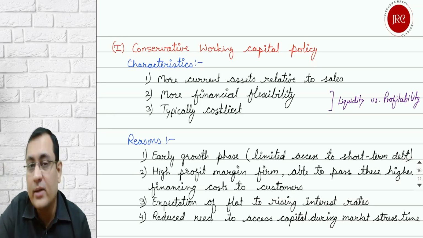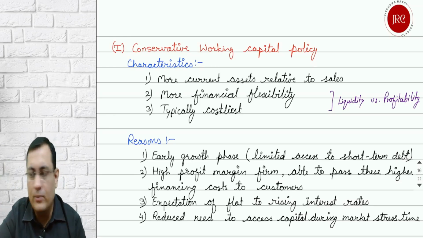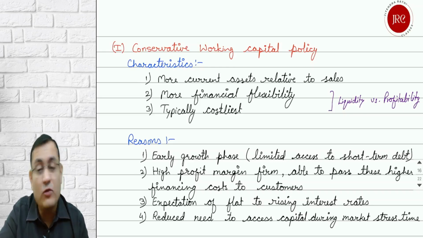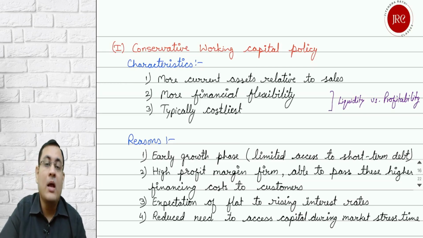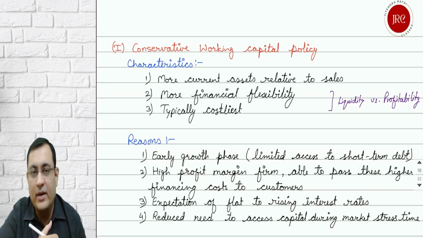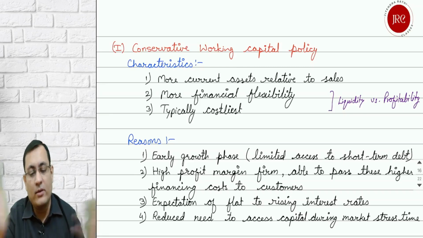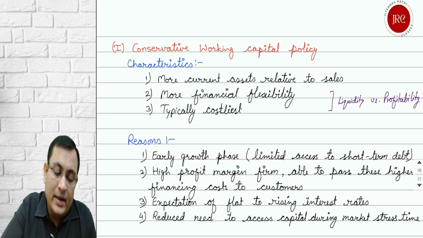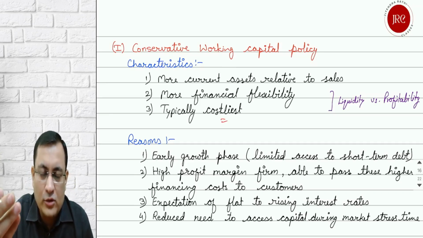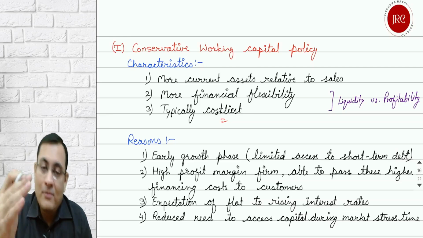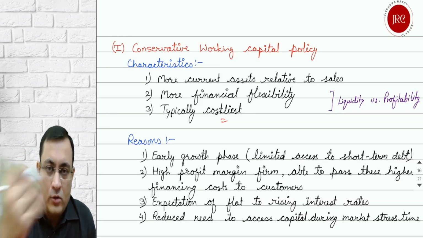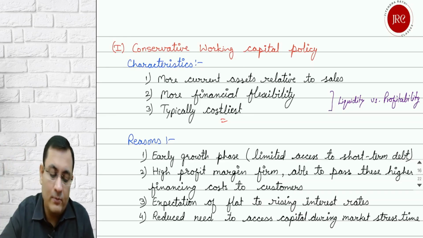So what are the characteristics of conservative working capital policy? Characteristic number one, more current assets, already discussed. More financial flexibility, because there are no everyday obligations coming to them, since they are using long-term sources, which are typically costliest. So flexibility is more because of long-term sources, but profitability will be lower because long-term sources cost more. So profits will be lower.